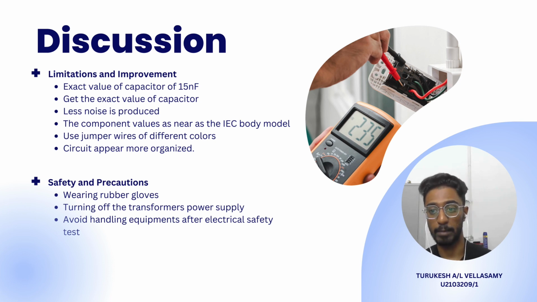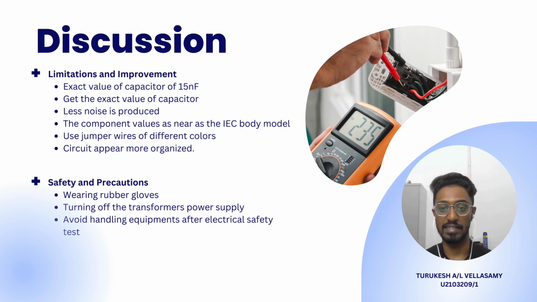Moreover, there are more improvements that can be made on the self-designed prototype. The resistor and capacitor values utilized in the developed measuring circuit should be as near as possible to the values suggested by the IEC body model. This will improve the accuracy of the findings when the electrical safety test is carried out. In addition, the jumper wires connecting the multimeter, transformer, and medical equipment should be in different colors to avoid confusion.